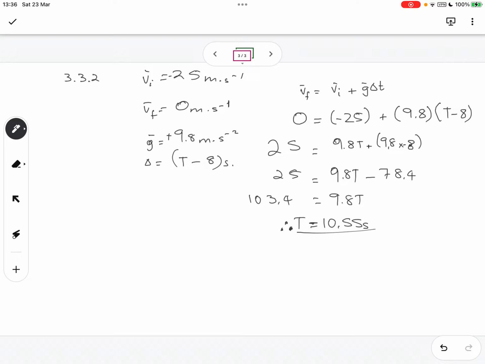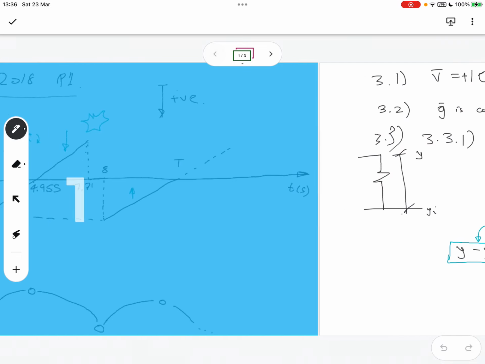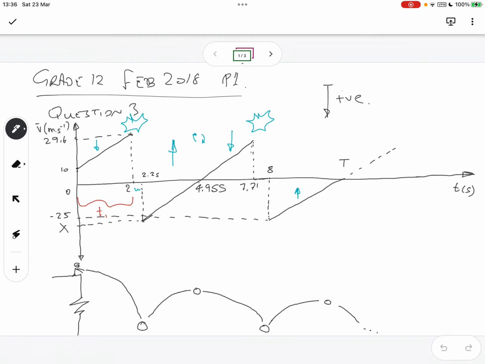So we get 10.55 seconds. On our graph, we know that this event at time t happens at 10.55 seconds. I'm going to go back to the first slide, page 1. Initially, our ball is traveling down, as the blue arrow shows, and that's that motion there.